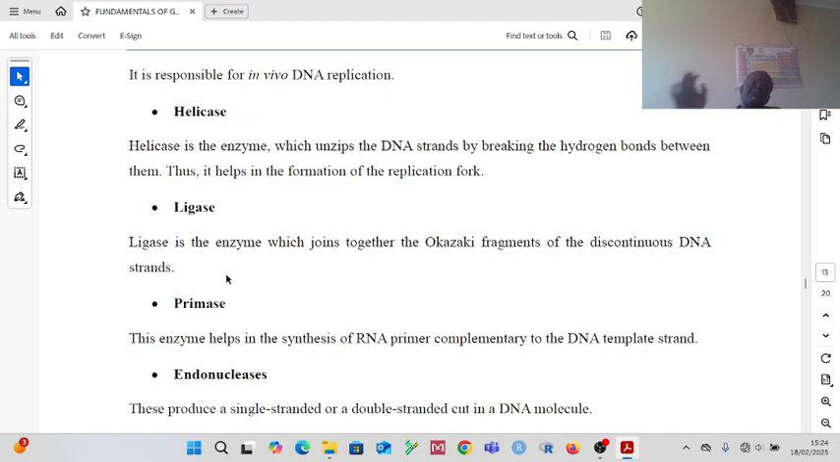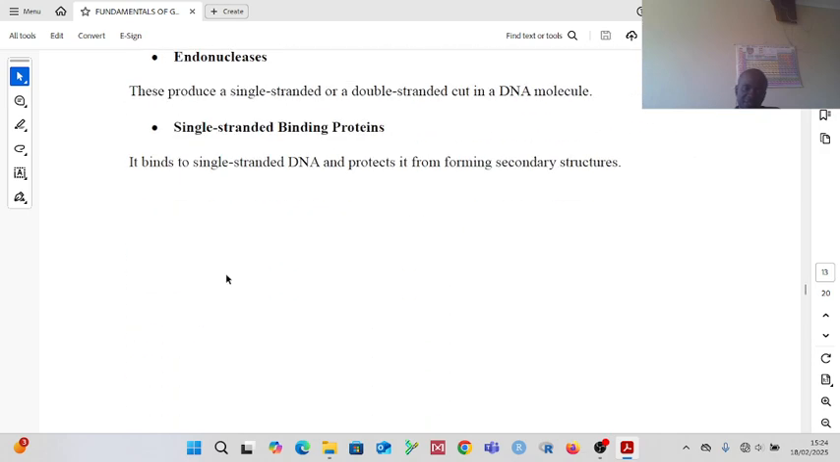Then you have the primase, which is an enzyme that helps in the synthesis of an RNA primer. The DNA polymerase will only function after we have the RNA primer. Then you have the endonucleases. These are the ones that come and remove those RNA primers. But the first four, the primase, ligase, helicase, and DNA-dependent DNA polymerase, are the most important enzymes in this process.